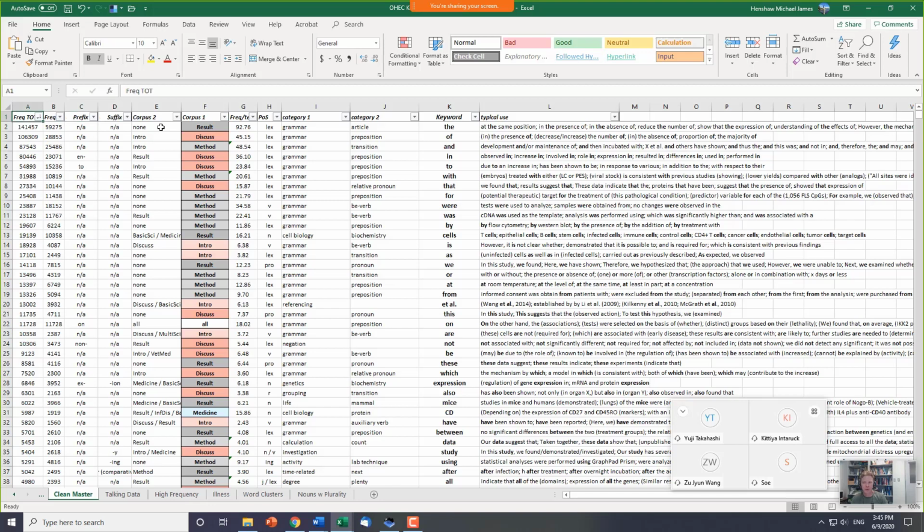So at the moment, this is organized by frequency total. This is the total number of times that our keyword appeared in the corpus. And so this probably looks familiar to you, right? This is almost the same list that we saw earlier when we looked at the word list. All right.